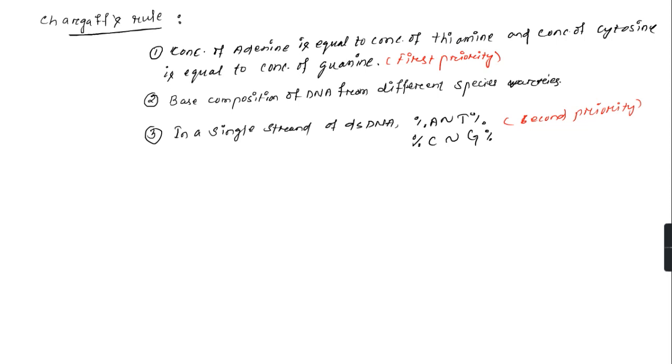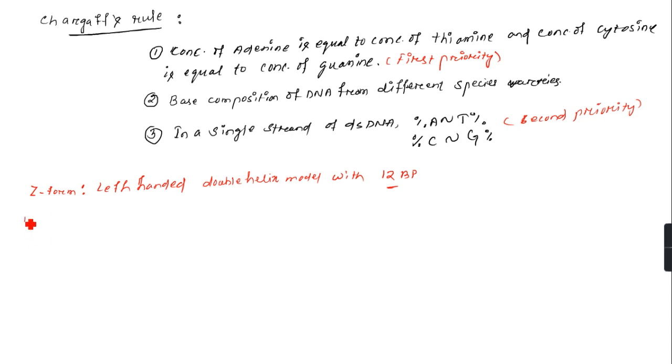Okay, this is the major important point associated with Chargaff's rule. Initially we discussed the B form of DNA. Let us discuss the Z form of DNA. Z form is a left-handed double helix model with 12 base pairs. In B form there were 10 base pairs, but here there are 12 base pairs. Okay.